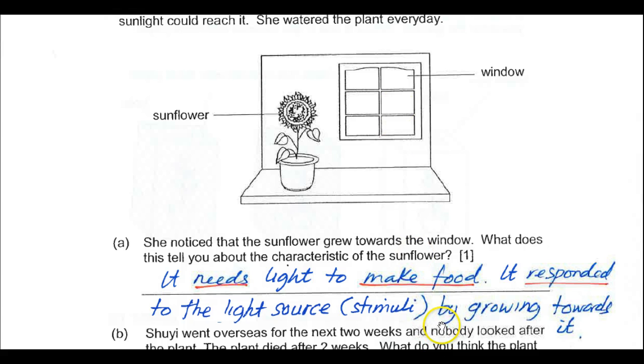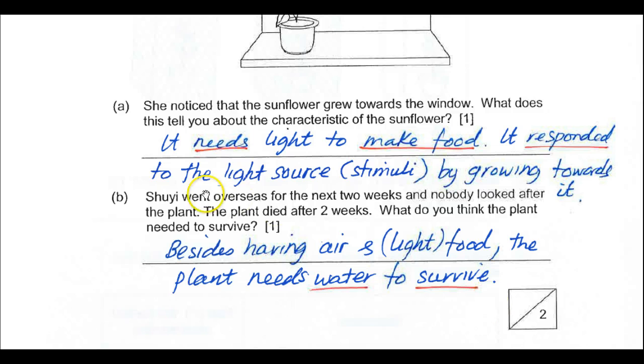Okay, so it responded by growing towards the light source. Now she went overseas for the next 2 weeks and nobody looked after the plant. The plant died after 2 weeks. Okay, what do you think happened?